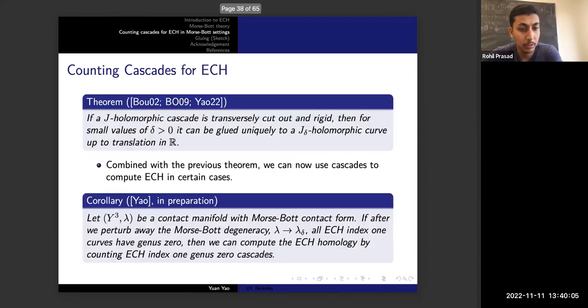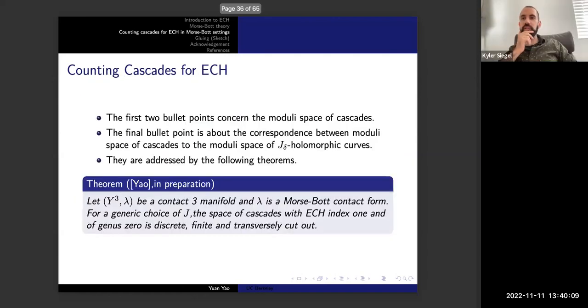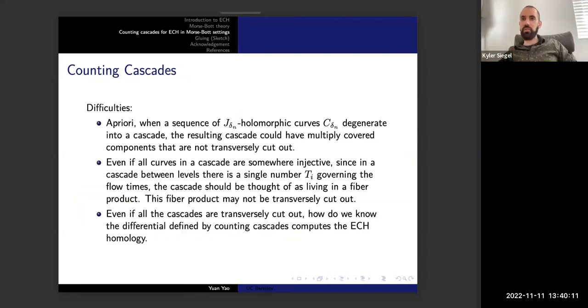Just to follow up on that: could it be the case that for all genus these index 1 cascades are regular, or do you know an example where even for generic J it fails? Could be. I don't know how to prove it. I can think of an example in the universal moduli space where the thing is not transverse.